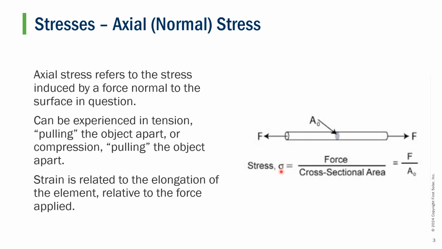And we're able to relate our axial stress or normal stress to the force applied divided by the cross-sectional area in question. So what you would do is just divide this normal force by the cross-sectional area of this cylinder.